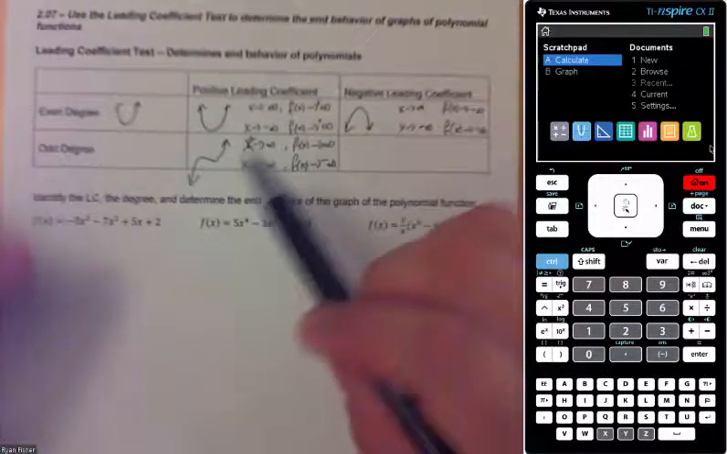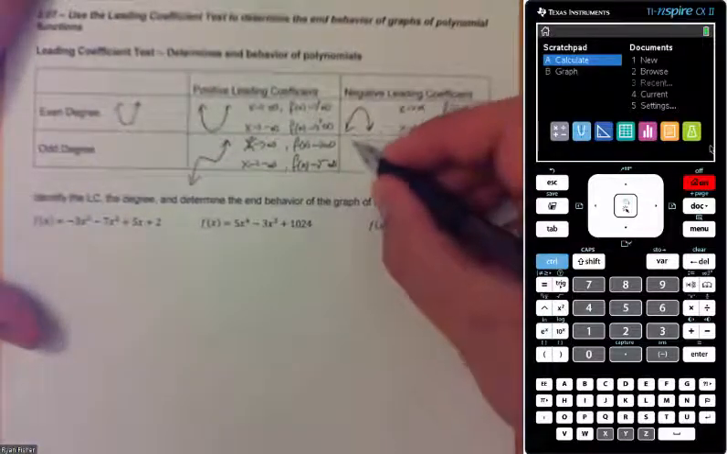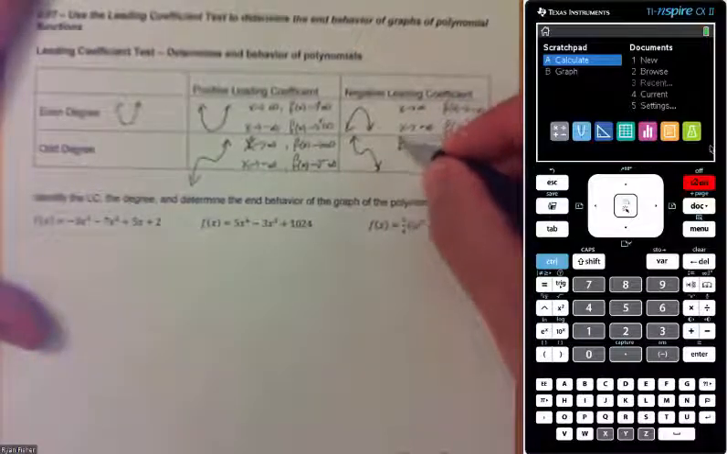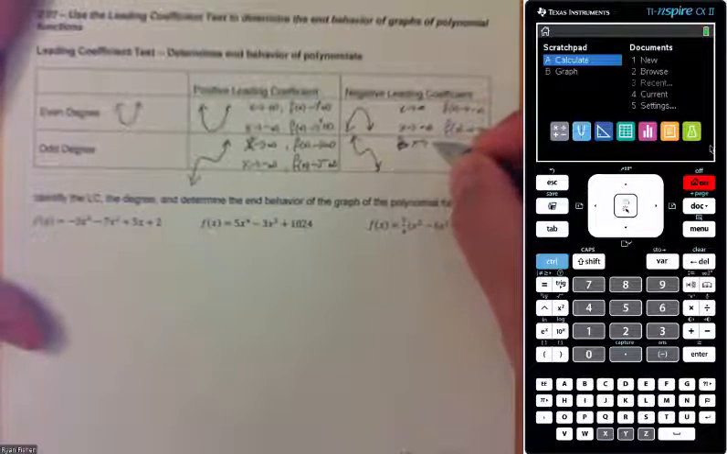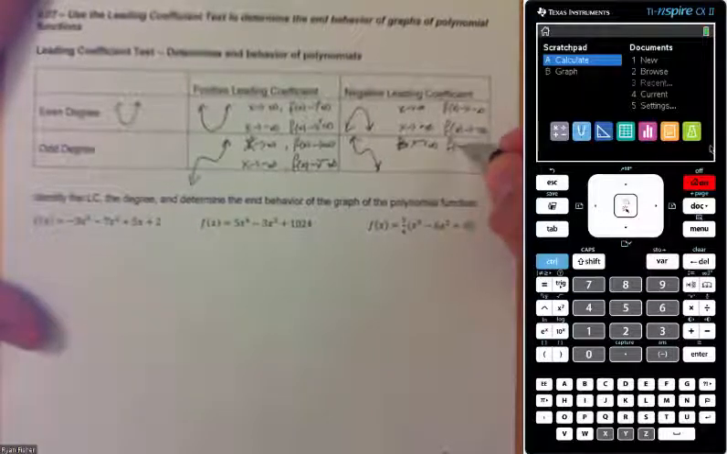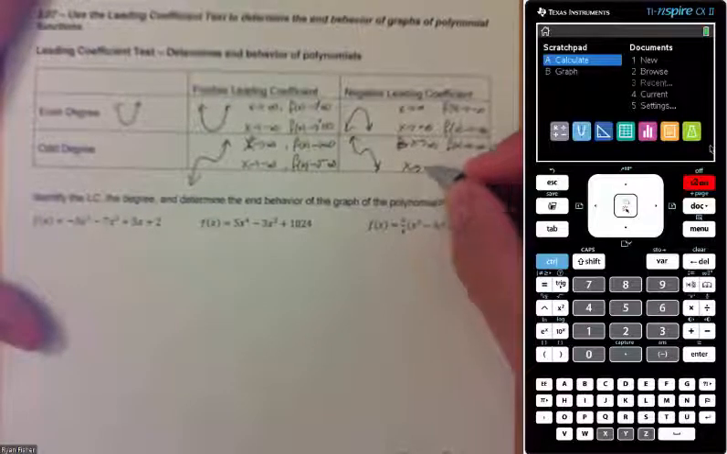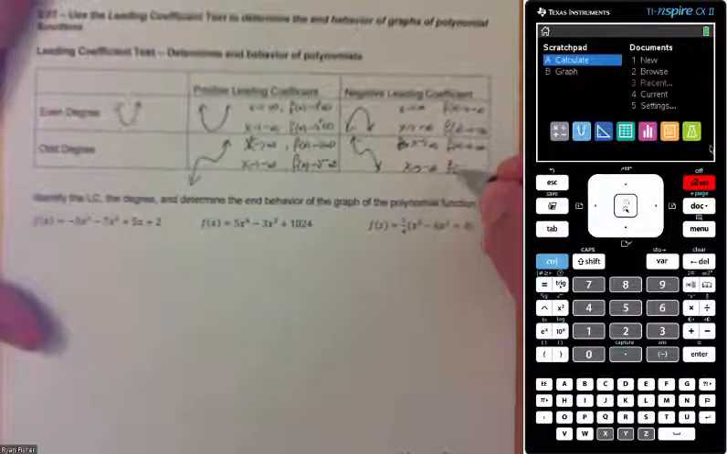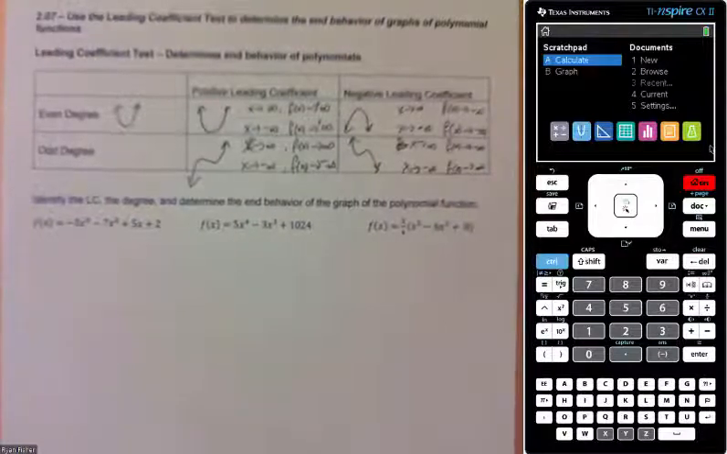And vice versa. If the leading coefficient is negative, then the behavior flip-flops. You get something like this. Again, when x goes to positive infinity, now the function's outputs go down. And when we go to the left, the outputs go up. This long-term or end behavior is something you should be able to identify based on the polynomial.